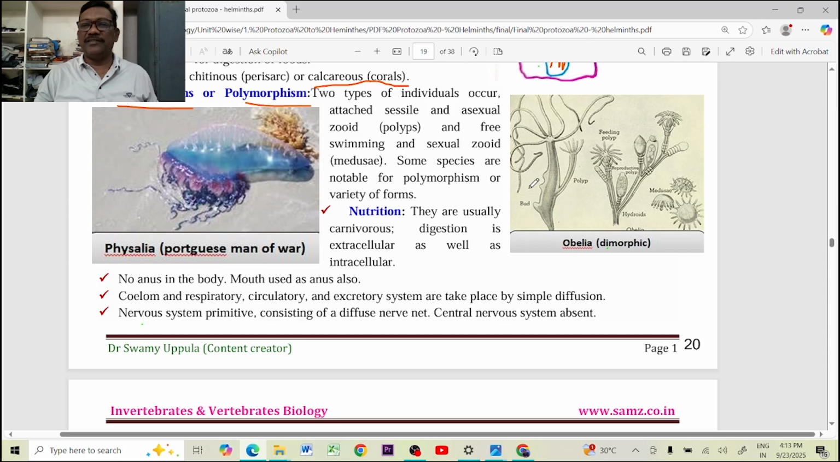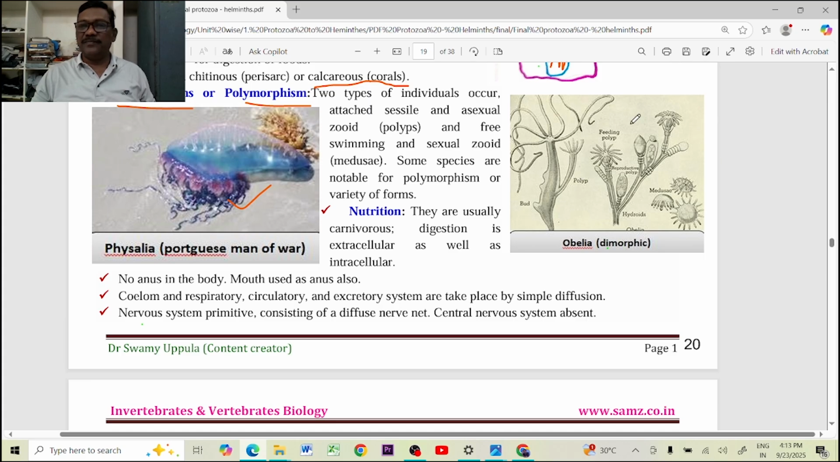The division of labor is found between the tissues, whereas in the Porifera, the division of labor is found between the cells, with cell to cell communication. But now the communication is between the tissues. This is the Portuguese man of war.